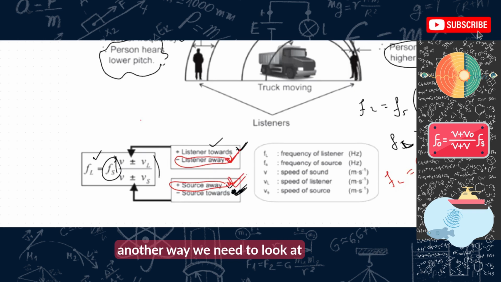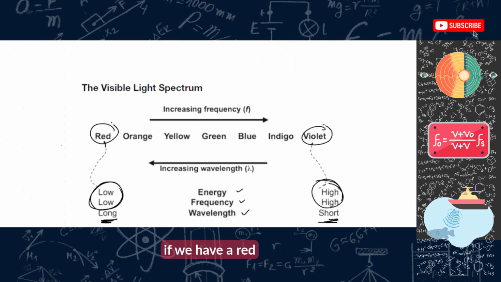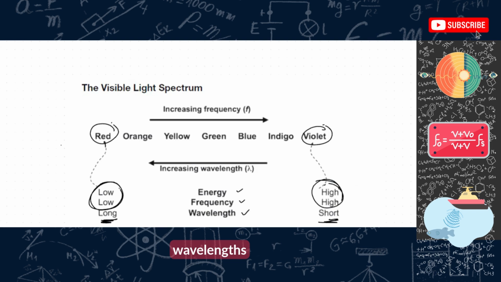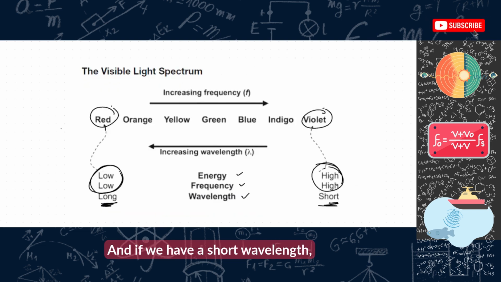So now another way we need to look at it is with regards to light. We saw that when it comes to the visible light spectrum, the color that is emitted and the frequency must, in a sense, correlate, right? We said if we have a red light, then we would have a long wavelength and a low frequency. And if we have a short wavelength, then we're going to have high energy and high frequency.